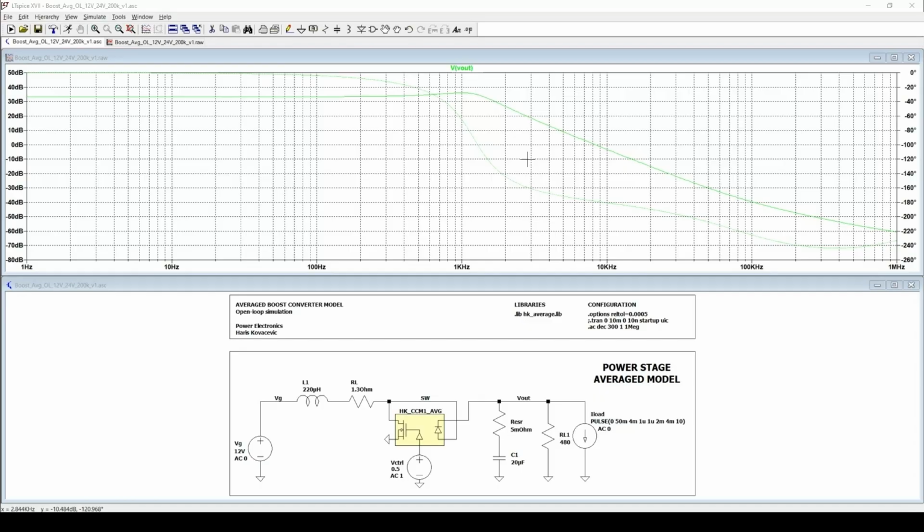This is why boost converters cannot run with high crossover frequencies. The right half plane zero limits the maximum achievable bandwidth. A typical rule of thumb is one fifth of the frequency of the right half plane zero.